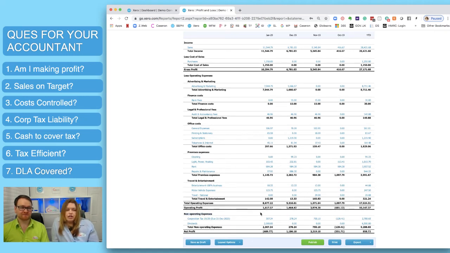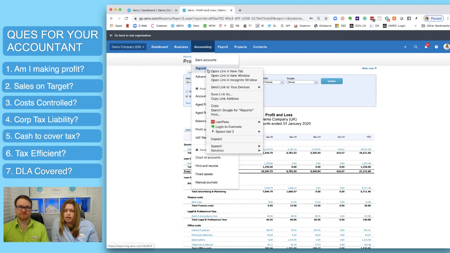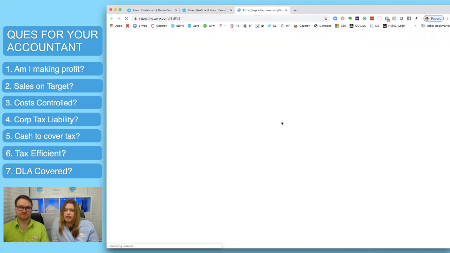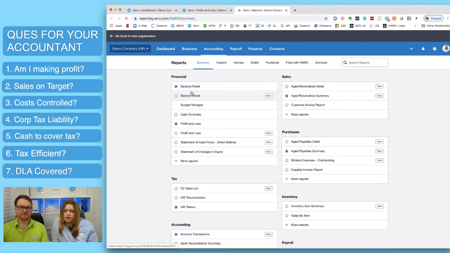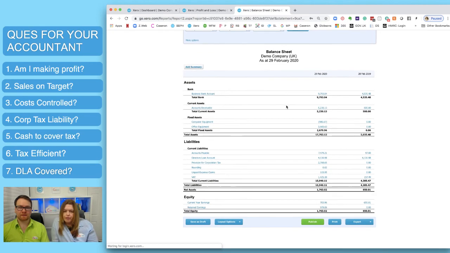Okay, so just another point on the director's loan account. So in this layout, we've put our DLA and our dividends down in the bottom here of our P&L. Let's actually have a look at the balance sheet and see what the director's loan account is looking like for this instance. So we're just going to pop into the old format of the balance sheet because we prefer that. It's just a little bit cleaner.